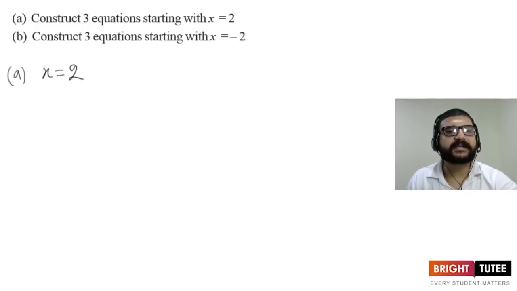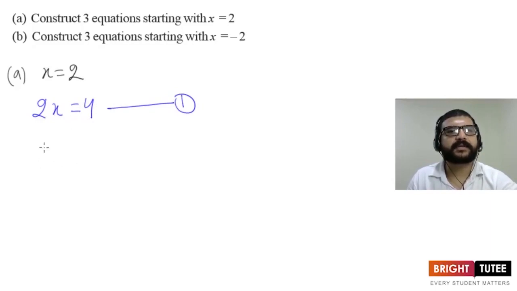For the first equation, what we can do, we can multiply both the sides with the same number. Let's multiply both the sides with 2. So this will give us 2x is equal to 4. So this is the first equation. Now what should we do? Let's add 1 on both the sides. So this will give us 2x plus 1 is equal to 4 plus 1, which is 5. Now this is the second equation.